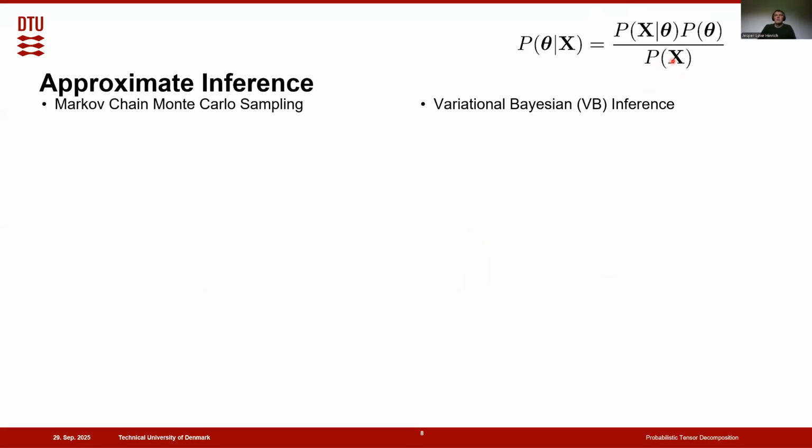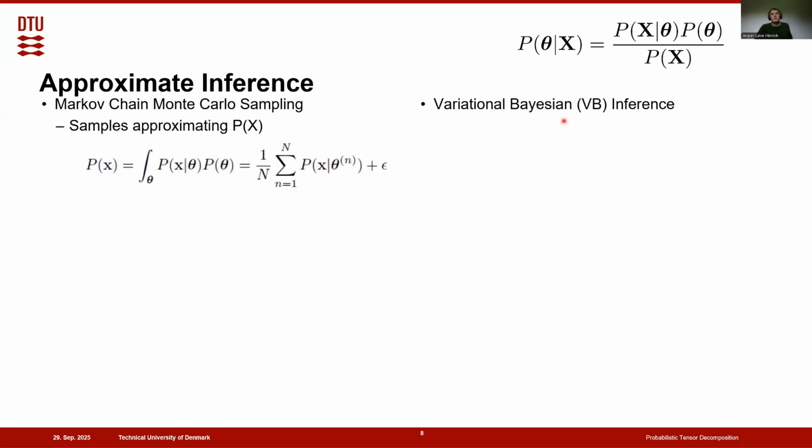Always this one. So there are many ways of approximating or doing this. The two most common ways are based on what's called Markov chain Monte Carlo sampling or variational Bayesian inference, and they have their benefits and downsides. So with sampling, we say, well, this integral cannot be evaluated for every possible parameter choice, but we can draw some samples, and then we can take some of those to get close to what it should be. So that would be an approximation of it plus some error.